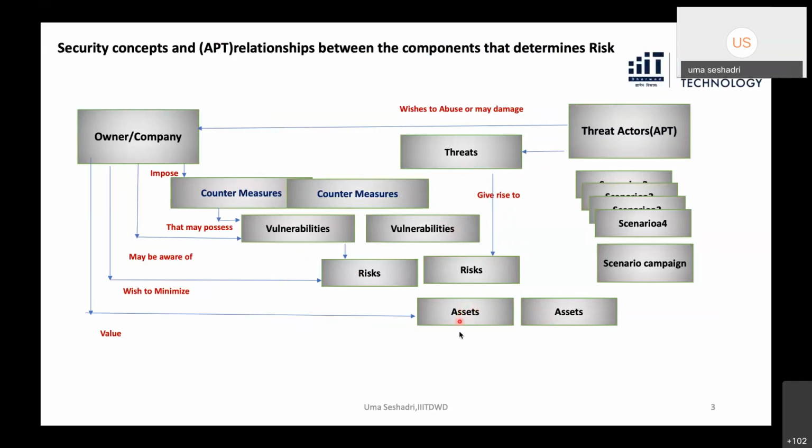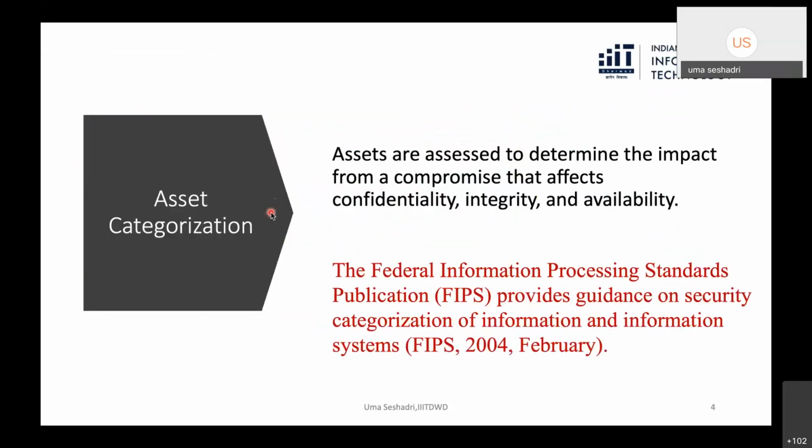trying to understand what is an asset. So this asset is very important. As we said, it is a digital asset. Now they are assessed. We need to identify which assets are very important. The reason, to determine the impact from a compromise that affects the confidentiality, integrity, availability. These are three important components for any security. So we have to protect these in our digital assets. So that is why we have to do an assessment of our digital assets. Once we know the assessment results, we know where we are compromising. And when we are compromising, we also know what is the risk it is going to create.